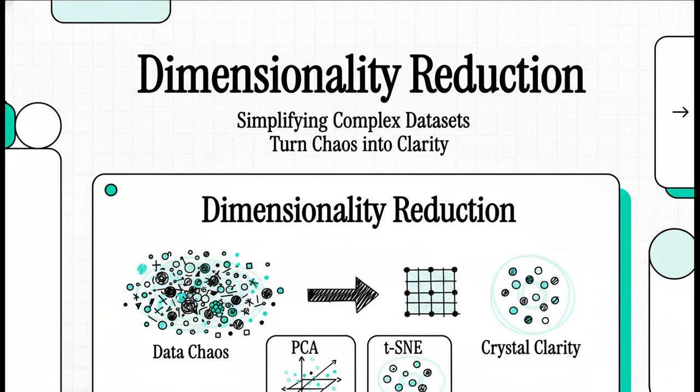All right, today we're diving into one of the absolute game changers in data science, dimensionality reduction. You know, it's all about taking that messy, chaotic data and turning it into something crystal clear. So let's jump right in.